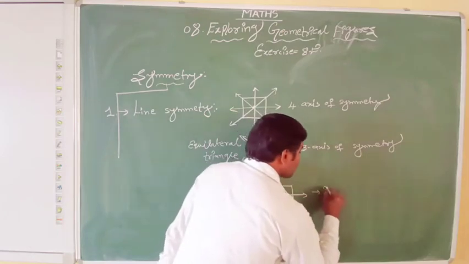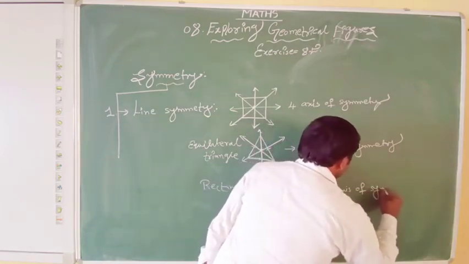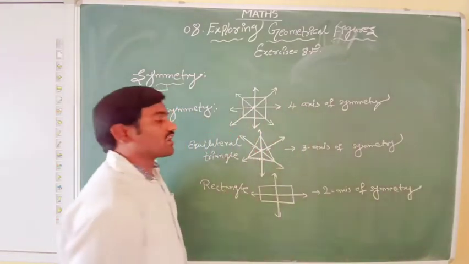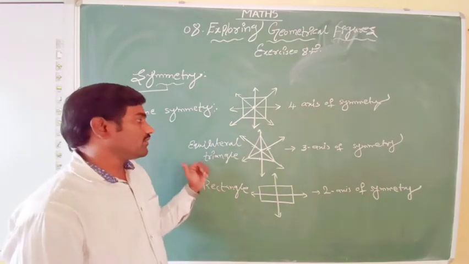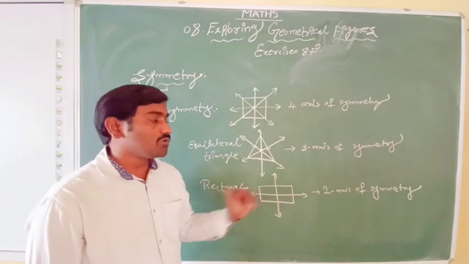It is a two axes of symmetry. Axis of symmetry or line symmetry, whatever you can see. A square has 4 axes of symmetry. An equilateral triangle has 3 axes of symmetry. A rectangle has 2 axes of symmetry.